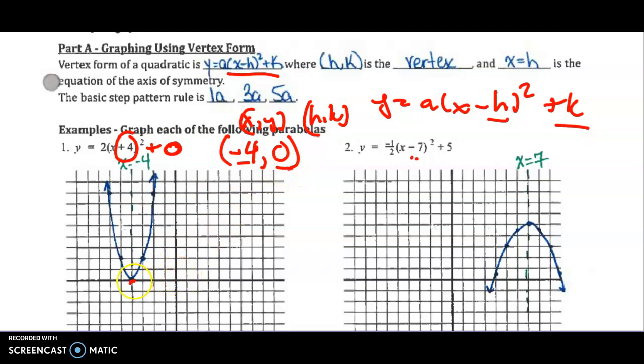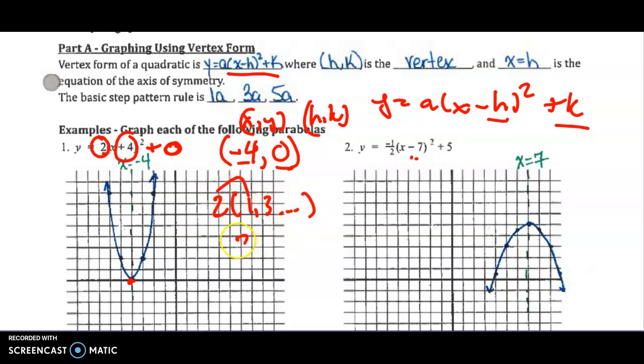So I go over to negative 4, 0, and I plot that point. Remember the step pattern. The way the step pattern works is it's a, or this number, times 1, 3, and then 5. I'm not going to bother with all 3 points. I'm just going to do 2 points. So what you do is you go 2 times 1, and then 3.